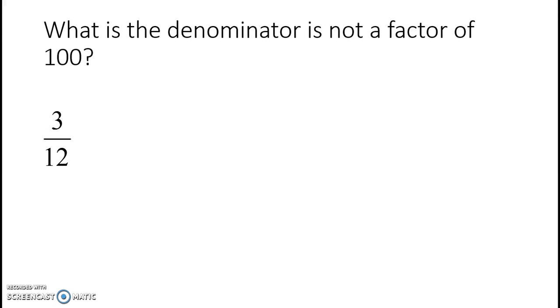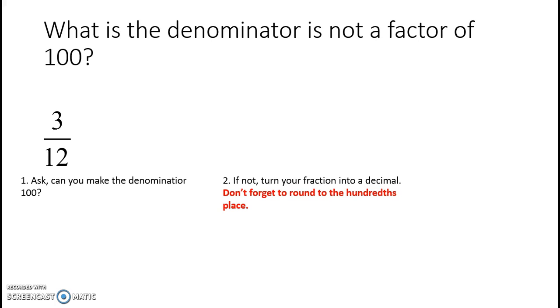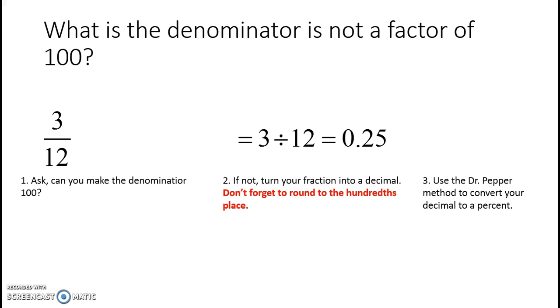let's move on. What if the denominator is not a factor of 100? I start off still by looking at this fraction like 3/12 and ask myself, can I make the denominator 100? If not, I turn my fraction into a decimal. And this is why it's so important to round to the hundredths place. So I'm going to take 3 divided by 12, which gives me 25 hundredths. I'm going to use the Dr. Pepper method now to convert my decimal to a percent, which is 25%.